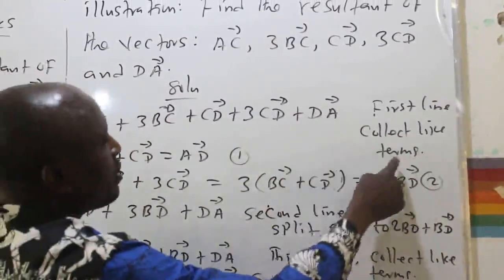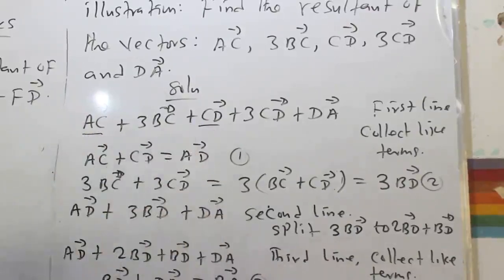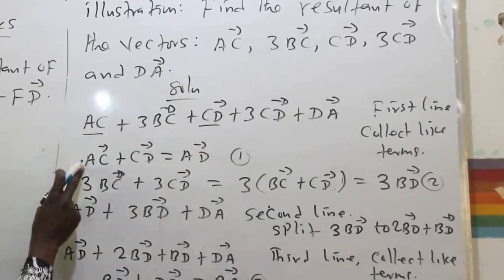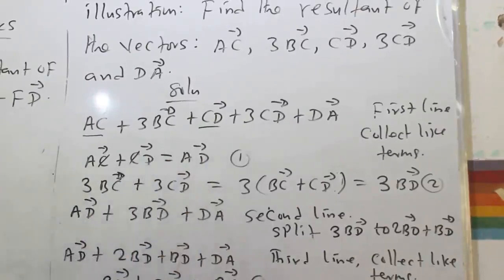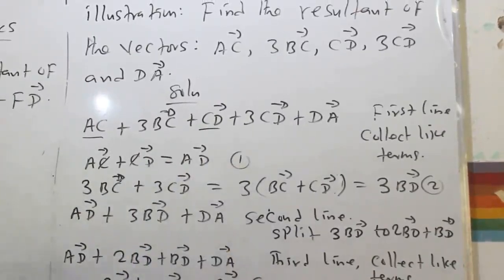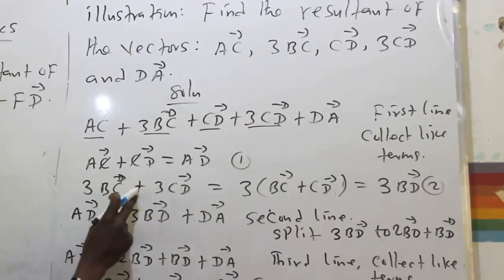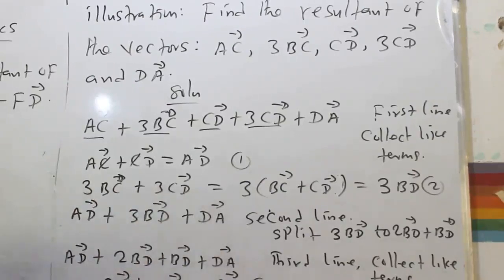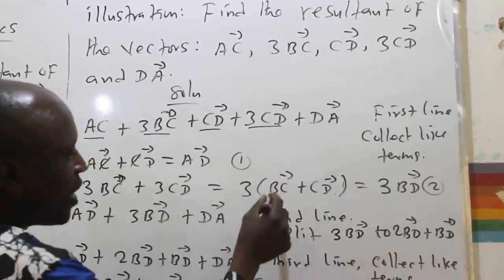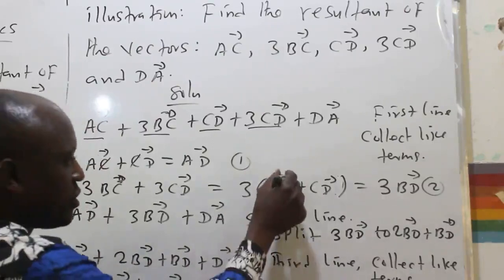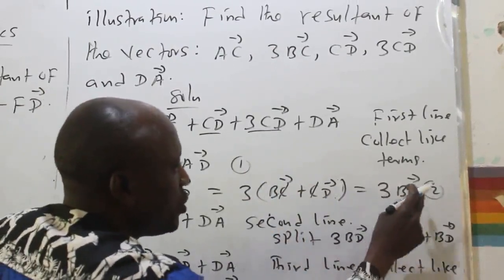Now, you collect like terms. If you look at AC and CD, they are like terms. That is why I have AC plus CD here. C cancels C, you are left with AD. That is giving you 1. Then you have another like terms, 3BC, 3CD. 3 is constant, so you factor it out: 3 into BC plus CD. BC and CD are like terms. C cancels C, you are left with BD. That is why we have 3BD, 2.